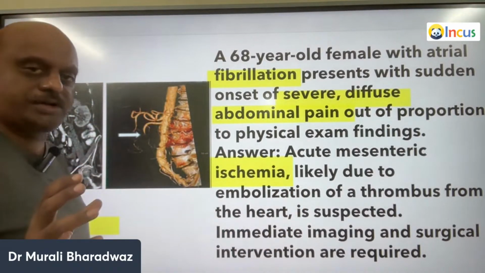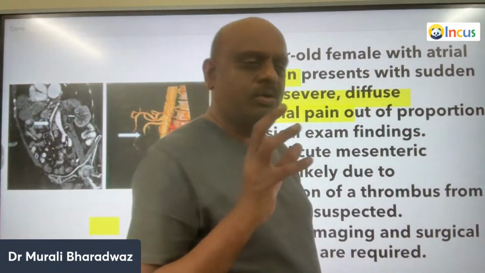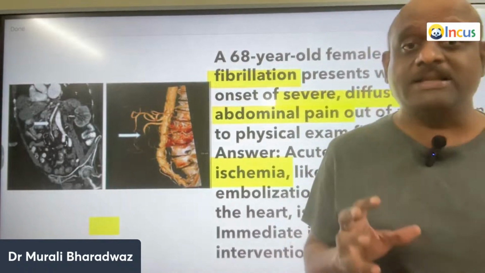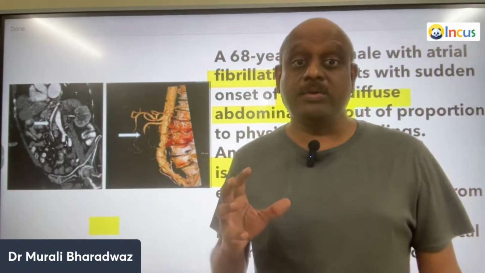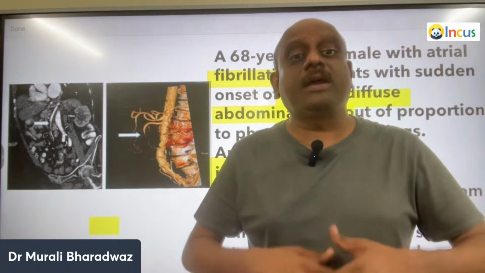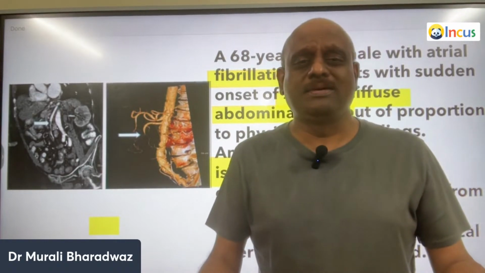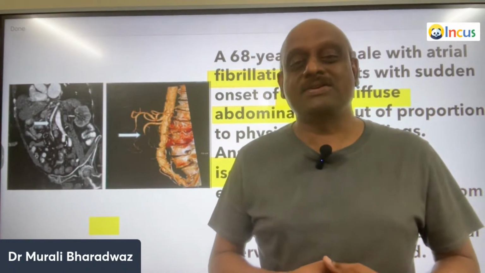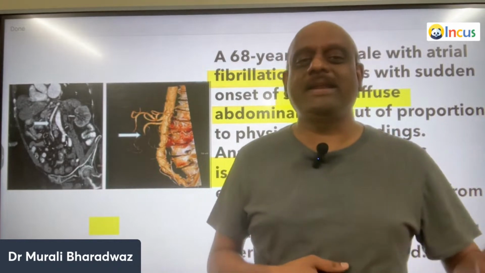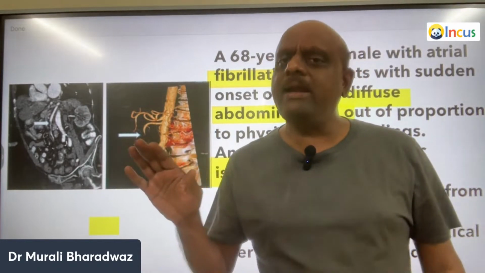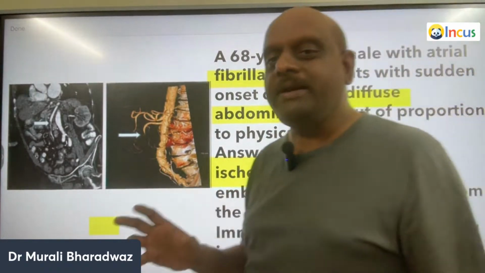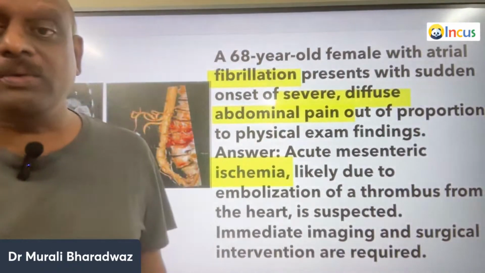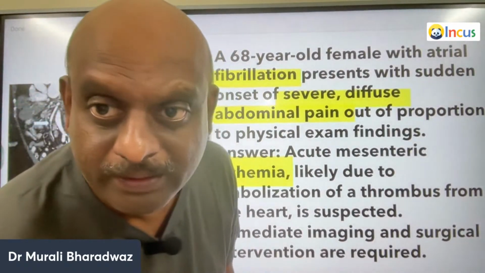Whenever a mesenteric vascular thrombus goes and lodges in the mesenteric vessels, that leads to mesenteric ischemia, which leads to abdominal pain severely disproportionate to the signs. Symptoms that are disproportionately severe compared to very mild clinical signs are typical of acute mesenteric ischemia. That is what you need to basically remember.